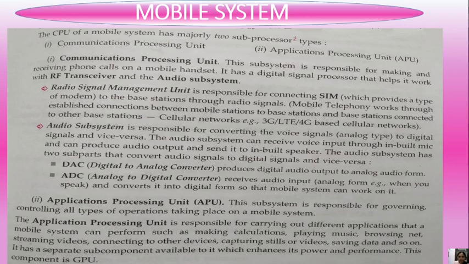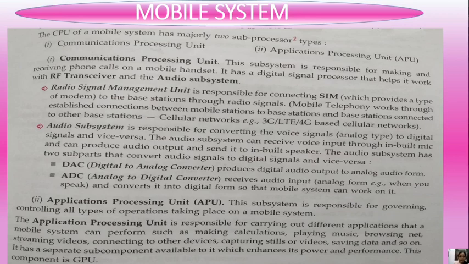DAC stands for digital to analog converter. It converts digital audio output to analog audio form, and ADC, analog to digital converter, receives audio input in analog form, for example when you speak, and converts it into digital form so that the mobile system can work on it. So these two are the main parts, DAC and ADC, of audio subsystem.